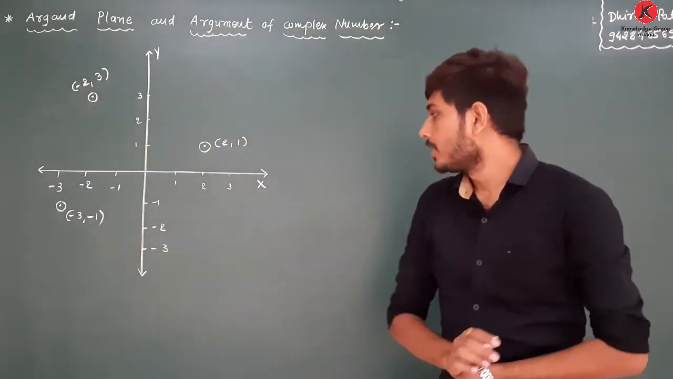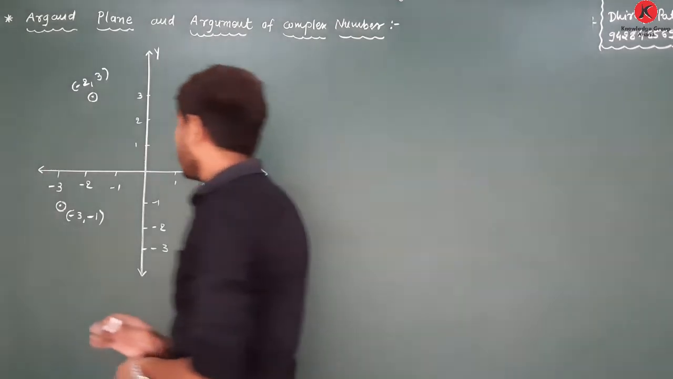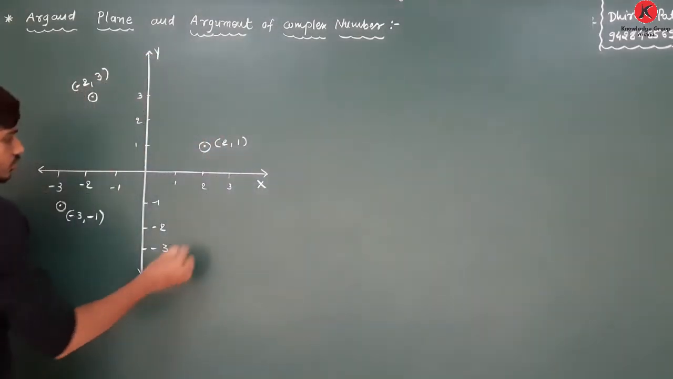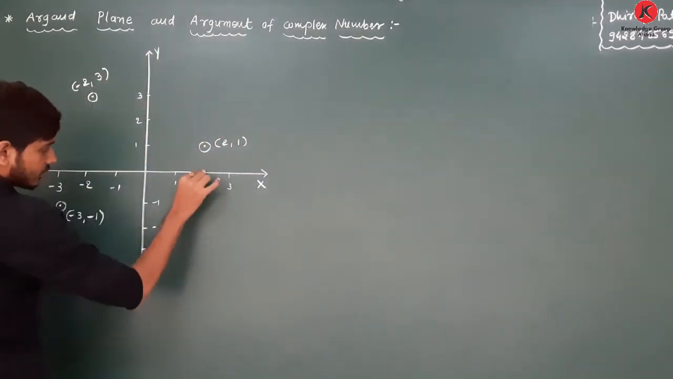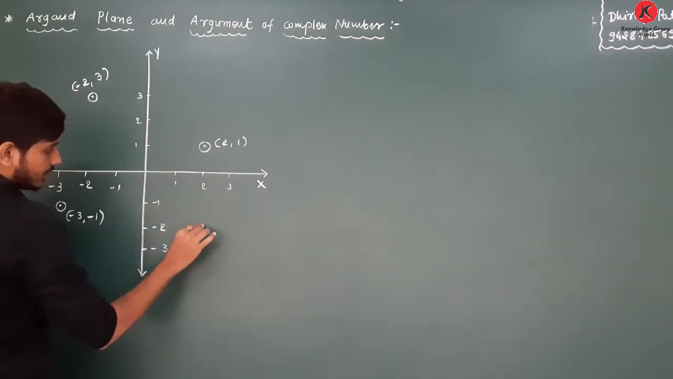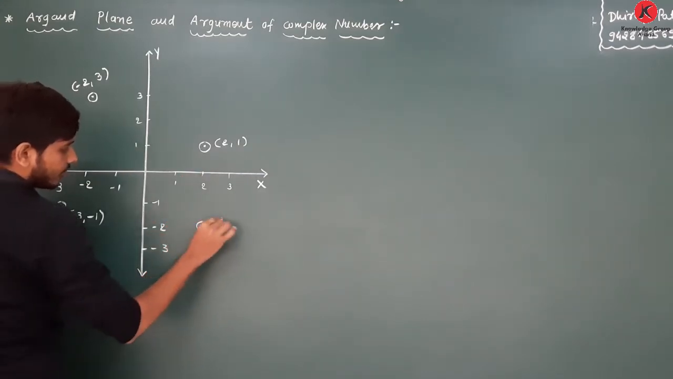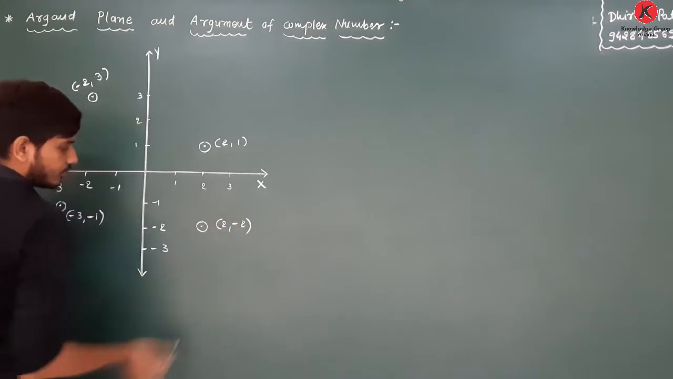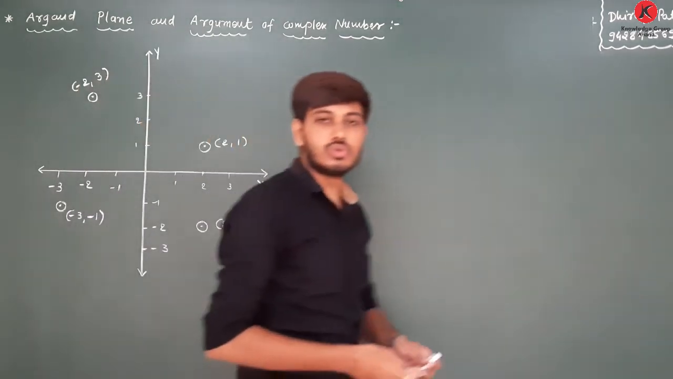If we want the point 2, minus 2, then the x coordinate is plus 2 and the y coordinate is minus 2. This is the point 2, minus 2.